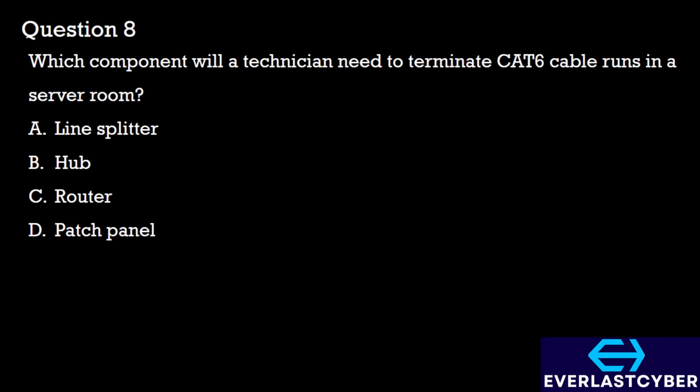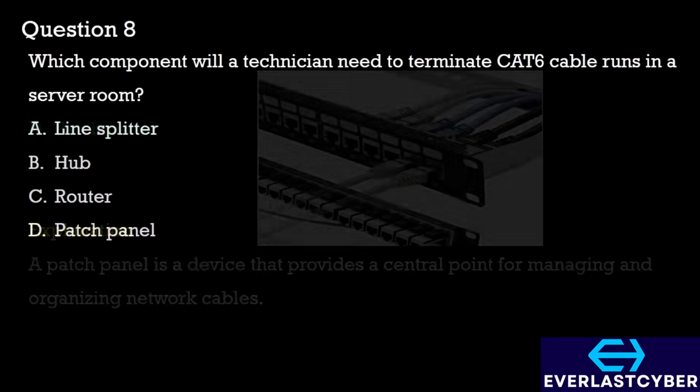A line splitter is used to split a single signal into multiple signals, but it is not used for terminating network cables. A hub connects multiple Ethernet devices, but it does not provide a termination point for cable runs. A router is used to route network traffic between different networks, but it doesn't terminate cable runs. While a patch panel provides a central point for managing and organizing network cables. So for this, we'll be going with option D.